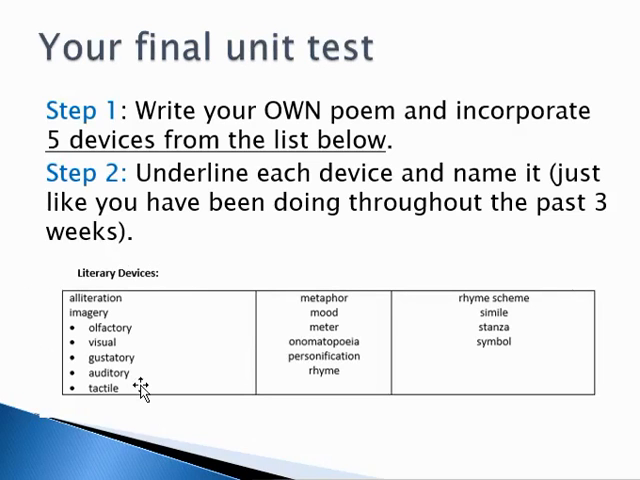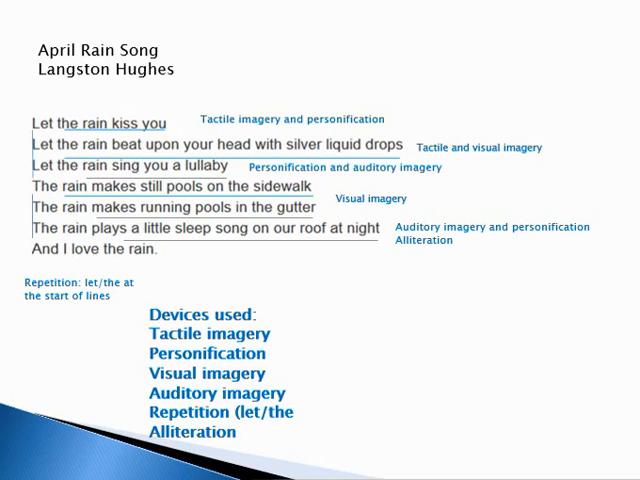I want you to underline each device and name it, just like you've been doing throughout the past 3 weeks. I highly recommend you have this chart in front of you as you construct your poem. As an example, I've chosen Langston Hughes' April Rain Song to show you how to go about this. In front of you, you'll see his poem.